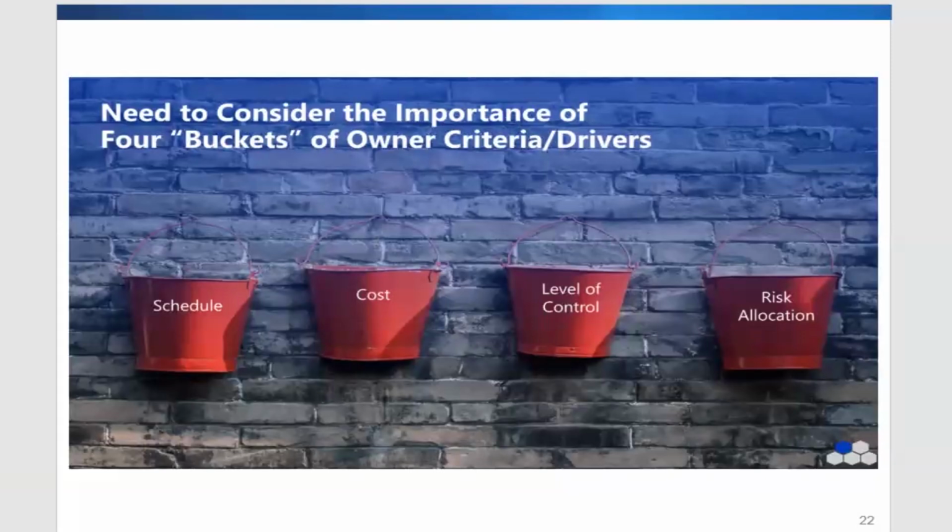First of all, the owner needs to determine what is important to the owner. Is it the schedule of the project? Is it the cost? Is it the level of control that an owner wants to have in the design process, or risk allocation, whether the owner wants to take on risk or pass it over to the contractor? So these are all key items that the owner needs to look into in order to select a particular project delivery method.